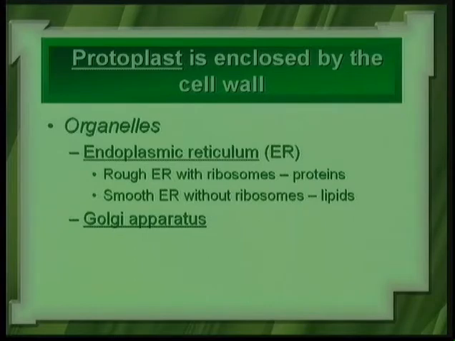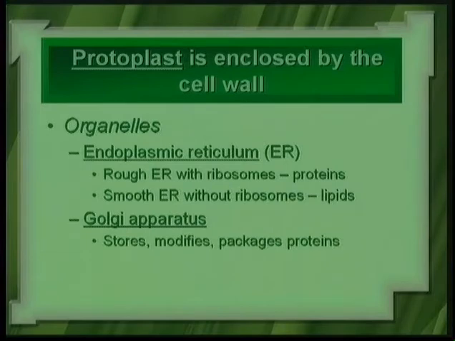Another membranous organelle is called the Golgi apparatus. Sometimes people call them dictyosomes, and they're named after a scientist named Golgi. What the Golgi apparatus does is take substances produced by the ER, whether the rough ER or the smooth ER, and finish them, modifying them, packaging them within a vesicle, and then maybe allowing them to be exported out of the cell.